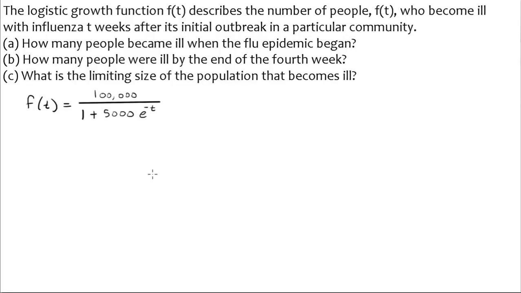Hey everyone, in this video we're going to look at modeling the spread of a flu epidemic. The logistic growth function f of t describes the number of people, f of t, who become ill with influenza t weeks after its initial outbreak in a particular community. So how many people became ill when the flu epidemic began? Well, this is t equals 0, so I'm going to pull up my calculator.